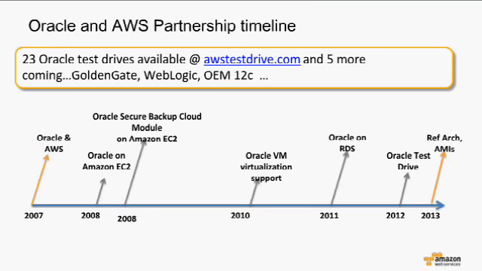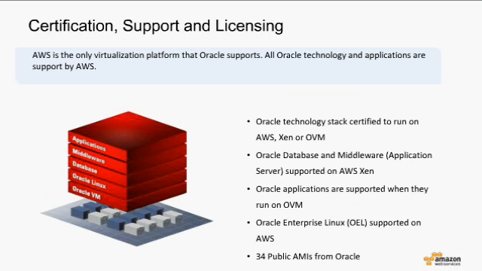The next two slides are licensing and pricing. This is a question we often get: what can I run? Can I run Oracle Database? Can I run the middle tier? You can run Oracle applications. AWS Xen is fully supported by Oracle. You can run your Oracle databases and middleware on AWS Xen, which is our virtualization platform. It's the same virtualization platform that OVM runs on.